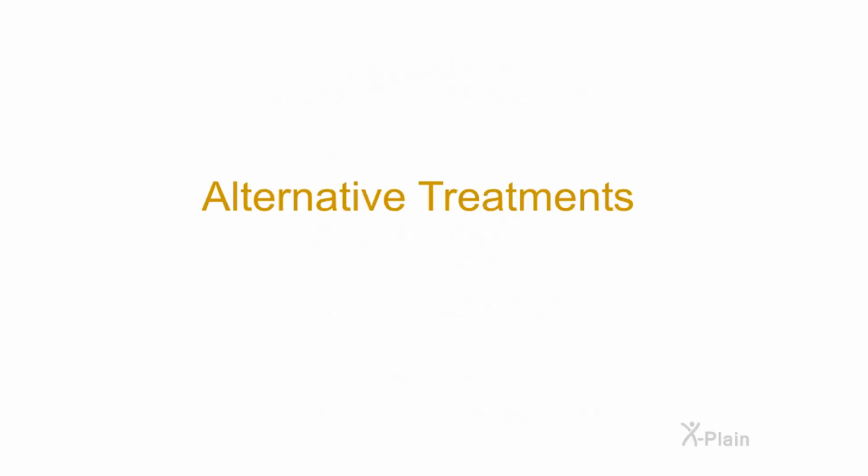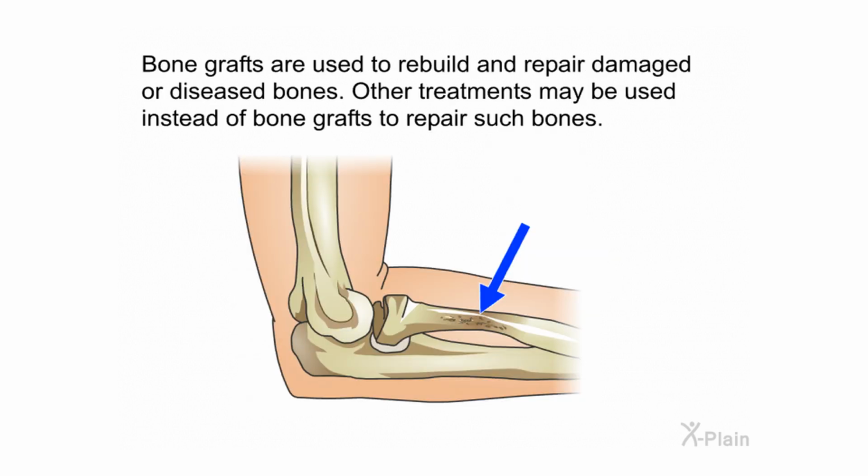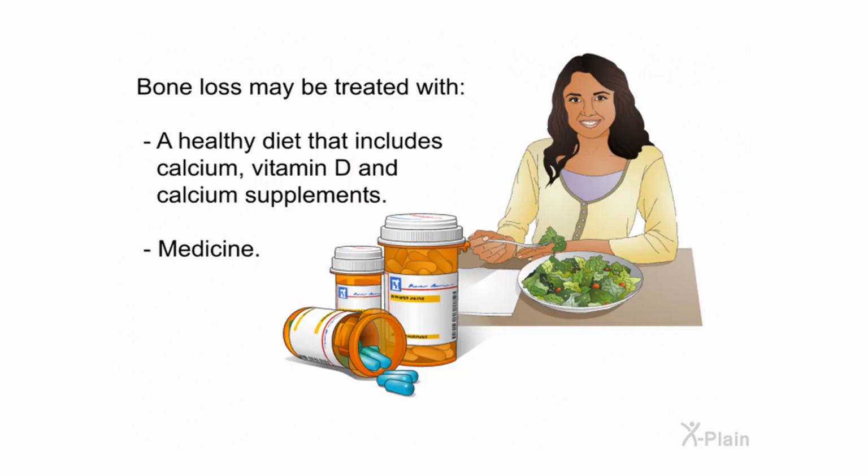Alternative treatments. Alternative treatments to bone grafts depend on the condition being treated. Bone grafts are used to rebuild and repair damaged or diseased bones. Other treatments may be used instead of bone grafts to repair such bones. Bone loss may be treated with a healthy diet that includes calcium, vitamin D, and calcium supplements. Medicine.